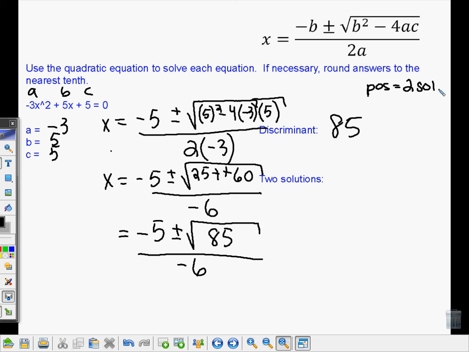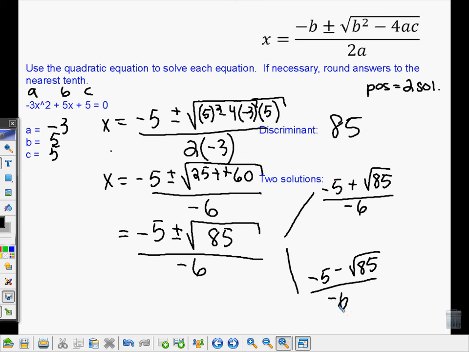So, what we are going to do from here is, remember, it's plus or minus, so we have to have our 2 answers. Negative 5 plus the square root of 85 divided by negative 6, and then we have negative 5 minus the square root of 85 divided by negative 6. Okay, super important. Remember, there's 2 different solutions, so you have to do the plus and the minus. Okay? So, from there, we are just very carefully going to put that in our calculator.